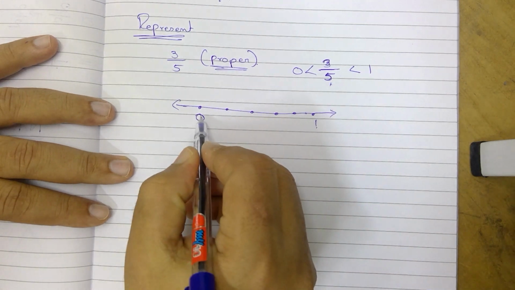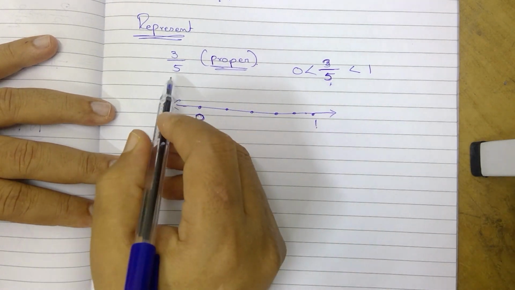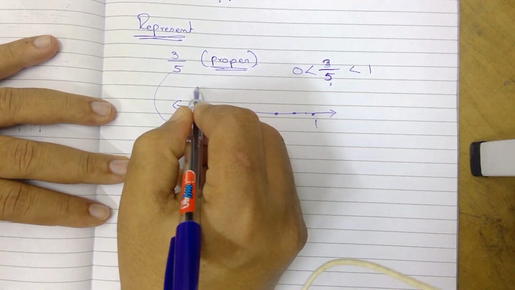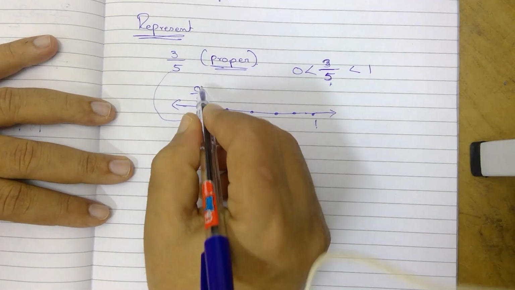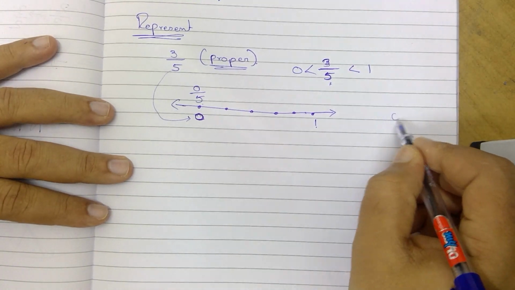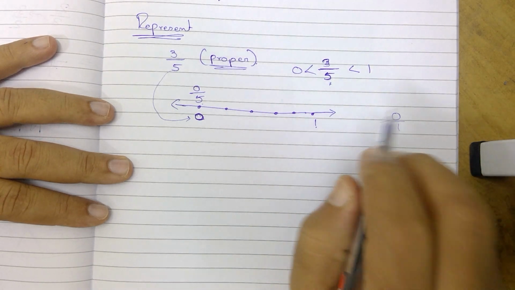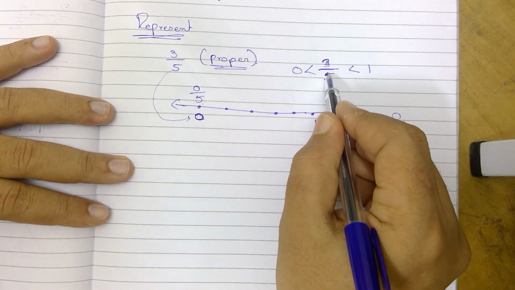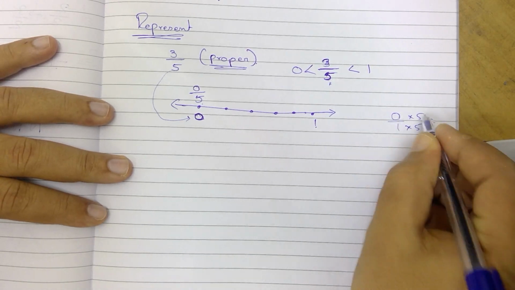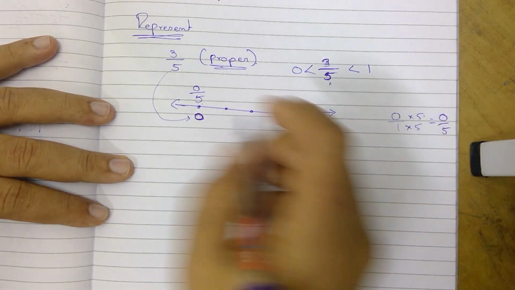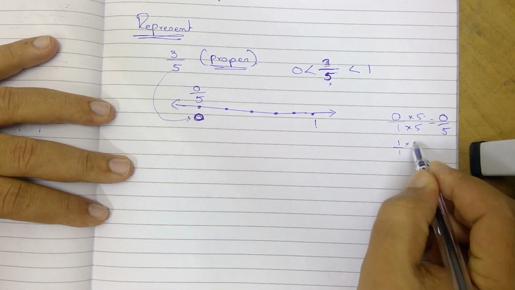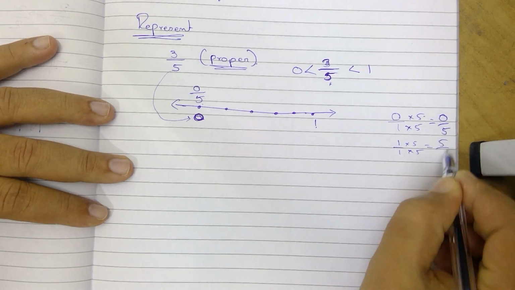Now how can you write 0? 5 multiplied by 0 is 0, divided by 5, 0 when divided by 5 is 0. Or you take it as 0 by 1. Since the denominator is 5, we have to make it into 5. So 0 into 5 is 0, and 5. So you can write 0 as 0 by 5. Same with 1, you write it as 5 by 5.